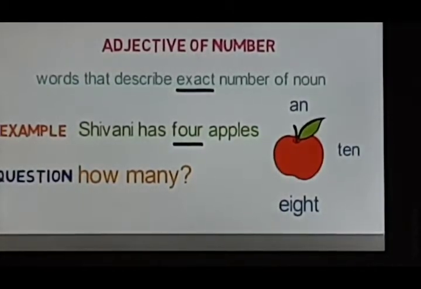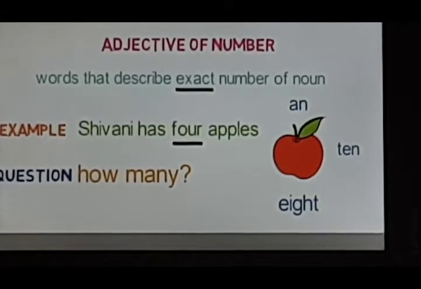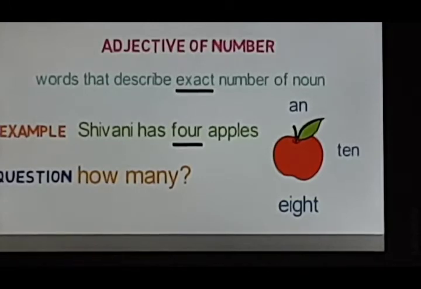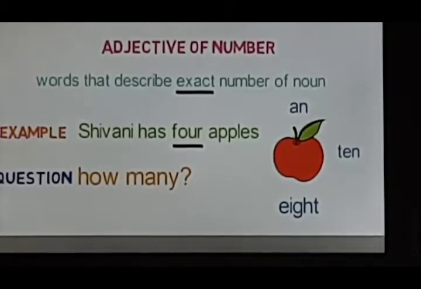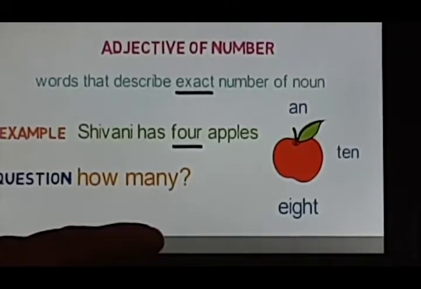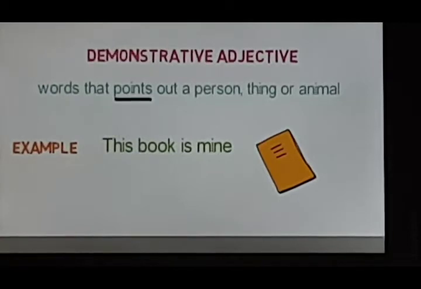Words that describe the exact number of a noun. Shivani has 4 apples, or we can use, Shivani has an apple. So an also tells us how many. An means only one. How many? 10, 8. So words which answer how many are adjectives of number. Now next, demonstrative adjectives.